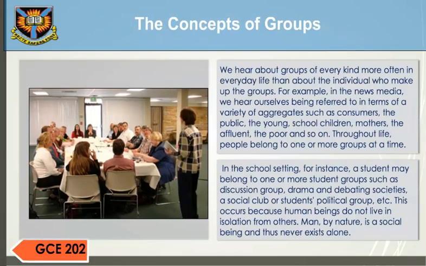The concept of group. We hear about groups of every kind more often in everyday life than about the individuals who make up the group. For example, in the news media, we hear ourselves being referred to in terms of a variety of aggregates, such as consumers, the public, the young, school children, mothers, the affluent, the poor, and so on.